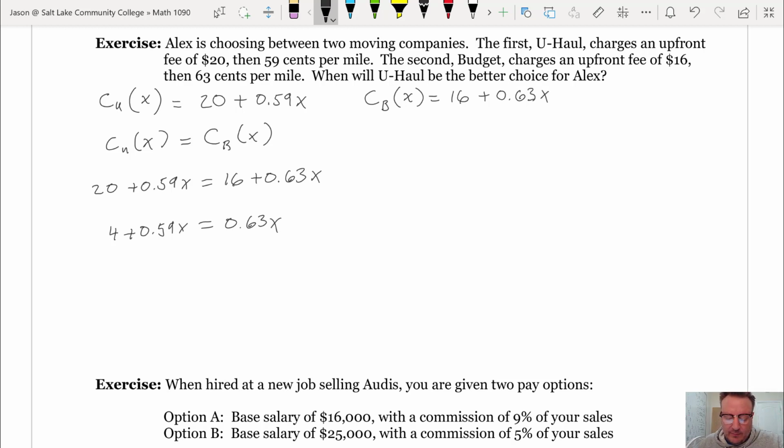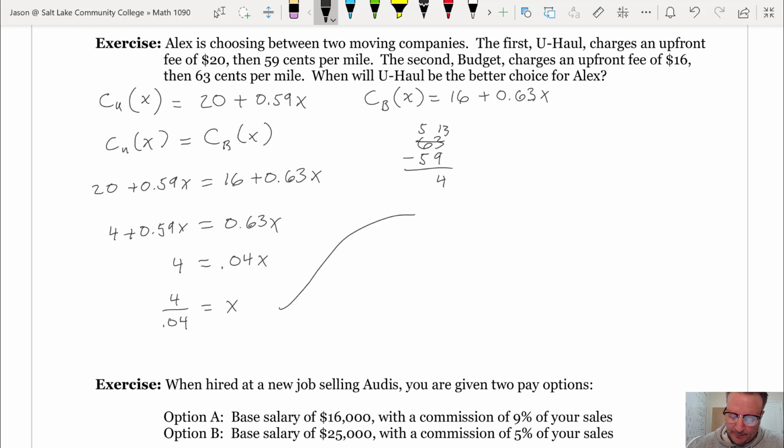Now I think I'll subtract 0.59x from both sides of the equation, and 63 minus 59, 13 minus 9 is 4. So when I subtract 0.59x from 0.63x, I'm going to be left with 0.04x. So I'm left with 4 equals 0.04x. Okay, so divide both sides of the equation by 0.04, and I get 4 divided by 0.04 equals x.